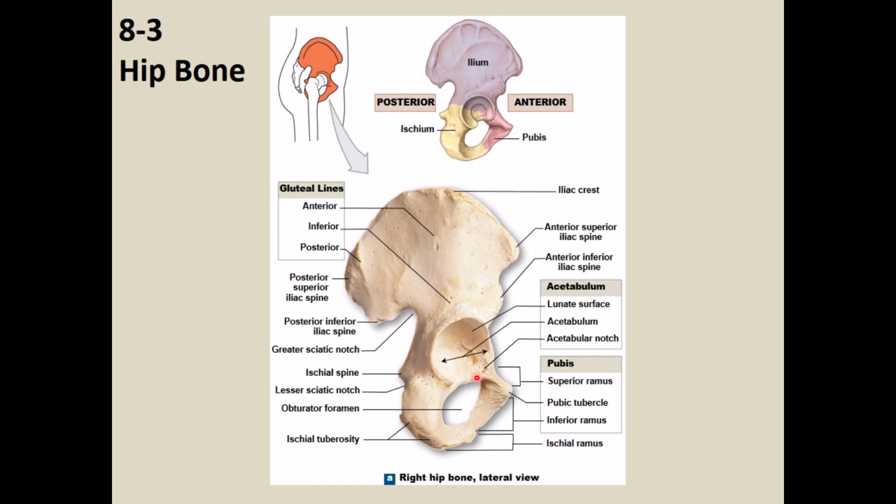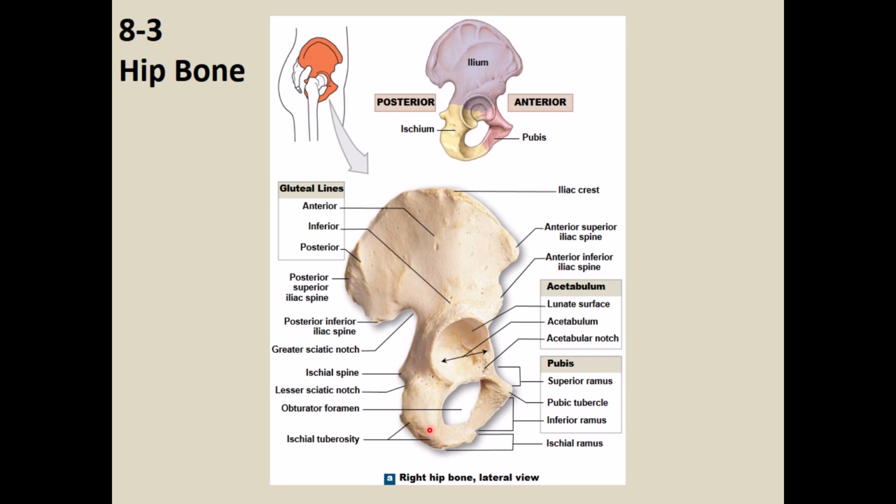So the pubis is made of two rami. Ramus is the singular form. This is the superior ramus. This is the inferior ramus. They join together in this area, and this is called the pubic tubercle. This bony prominence is the pubic tubercle.